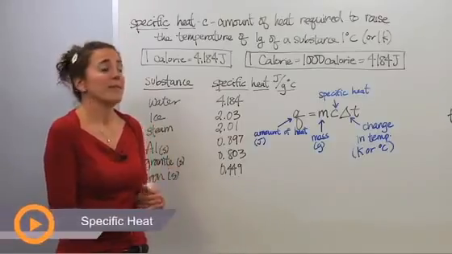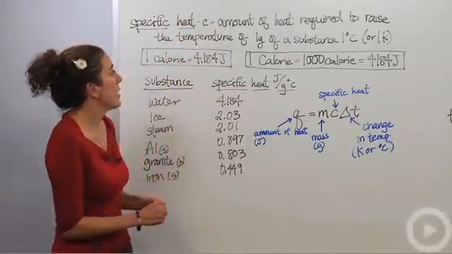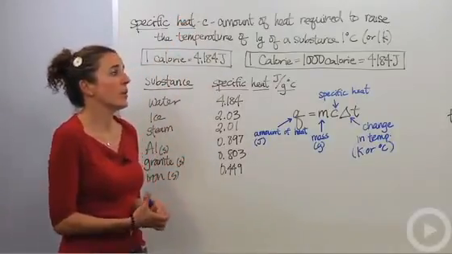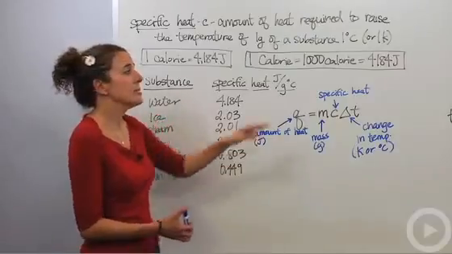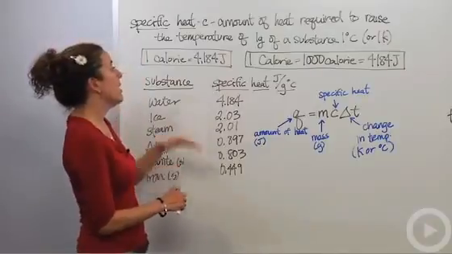All right, so let's talk about specific heat. Specific heat we're going to denote with the letter C. It's the amount of heat required to raise the temperature of 1 gram of a substance 1 degree Celsius or 1 Kelvin. The reason these can be interchanged is because they have the same incremental value. They can be switched around.